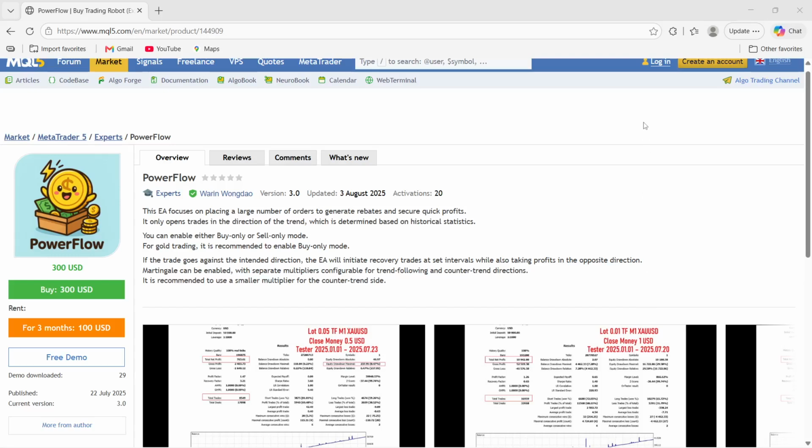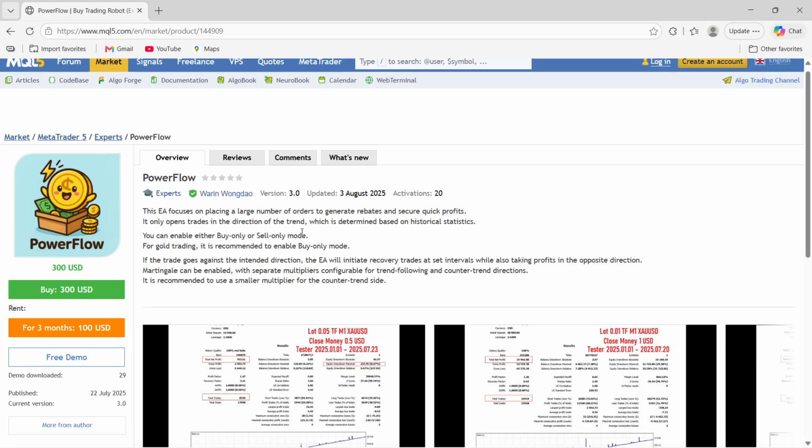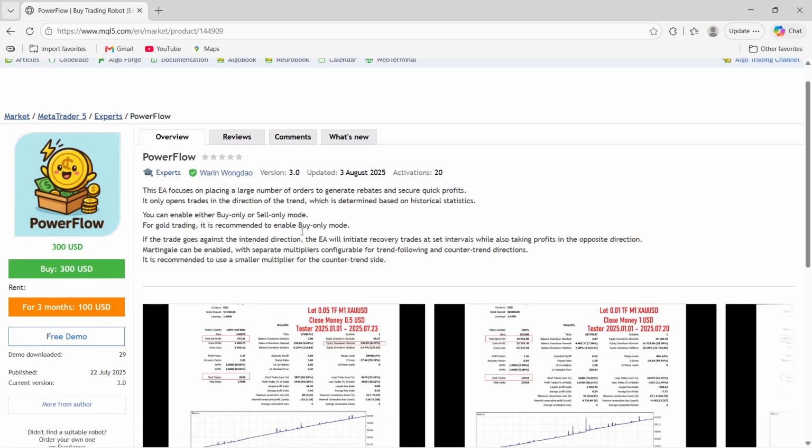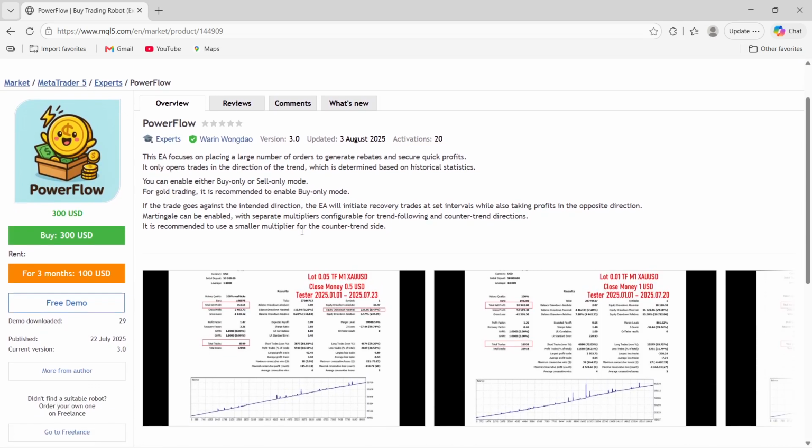Hello traders. Today we are looking at PowerFlow EA for MT5. This one comes in at around $300 and the developer positions it as a high frequency system built for generating lots of orders, collecting rebates and grabbing quick profits while sticking to a trend direction based on historical stats. Let's break it down and see what it's really about.